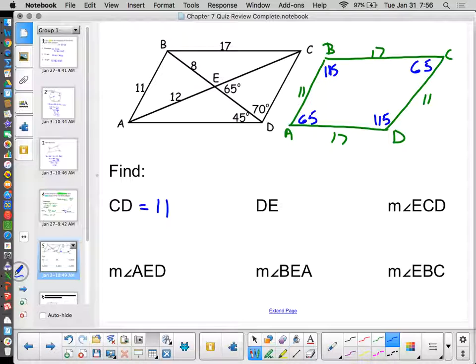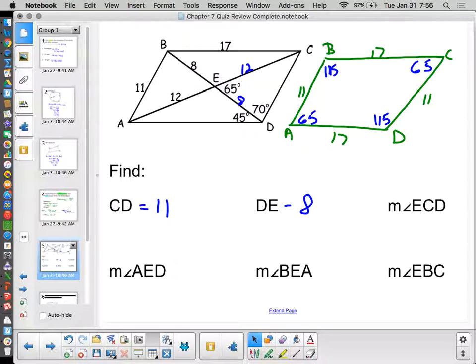DE. Okay, let's take a look at my diagonals. DE. D to E. Oh, the diagonals bisect each other. So if this is 8, this has to be 8. And if this is 12, this has to be 12.